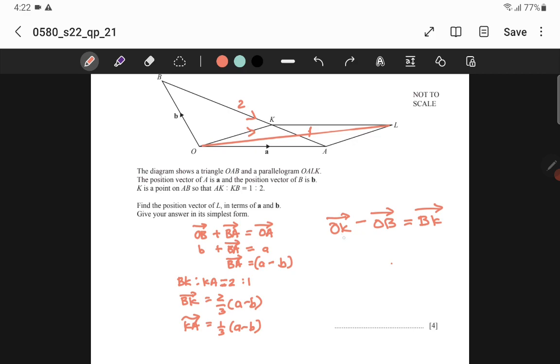So OK will be, the OB is negative B, and then BK will be 2/3 (A minus B). So OK will be, I will expand directly, 2/3 A minus 2/3 B plus B, which is 3/3 B. So basically OK will be 2/3 A plus 1/3 B. And if I simplify it, it becomes 1/3 (2A plus B).